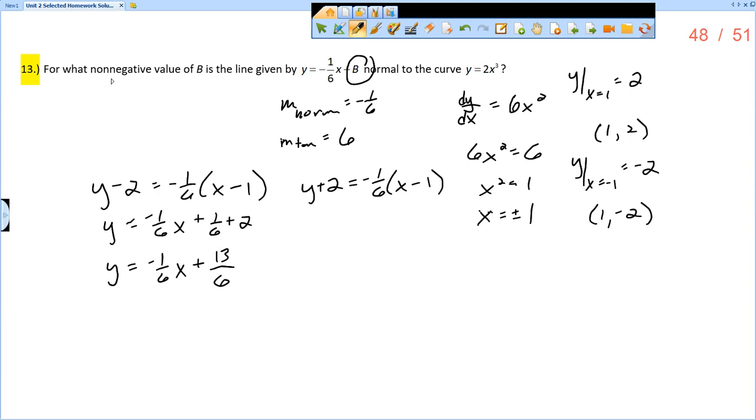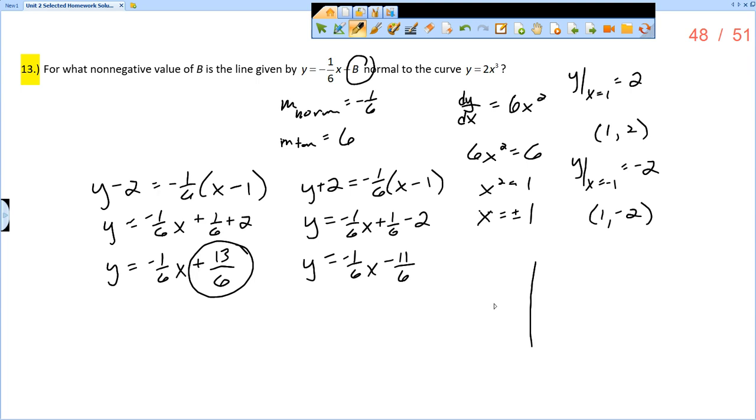That is a positive, non-negative value, so it looks like that's the answer. But let's go ahead and view the other one. I would subtract 2 and distribute the negative 1/6. So negative 1/6 x plus 1/6, but then minus 2. I have positive 1/6 minus 2, which is like subtracting 12 over 6, so that would be negative 11 sixths. Of course, this is a negative value. So the answer is 13 sixths.